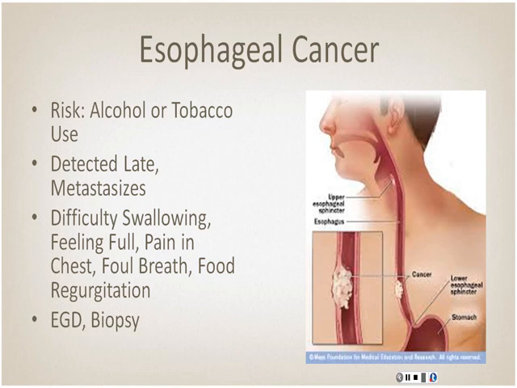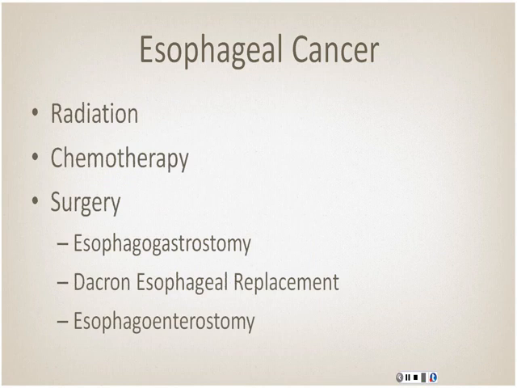breath, or food regurgitation. Diagnosis of esophageal cancer is done by EGD, or esophagogastroduodenoscopy, and then a biopsy. The endoscopic examination of the mediastinum is also done to see if the cancer has metastasized to the lymph nodes or other surrounding structures as well. Again, like other types of cancer, it can be treated with radiation, chemotherapy, surgery, or a combination of these interventions.